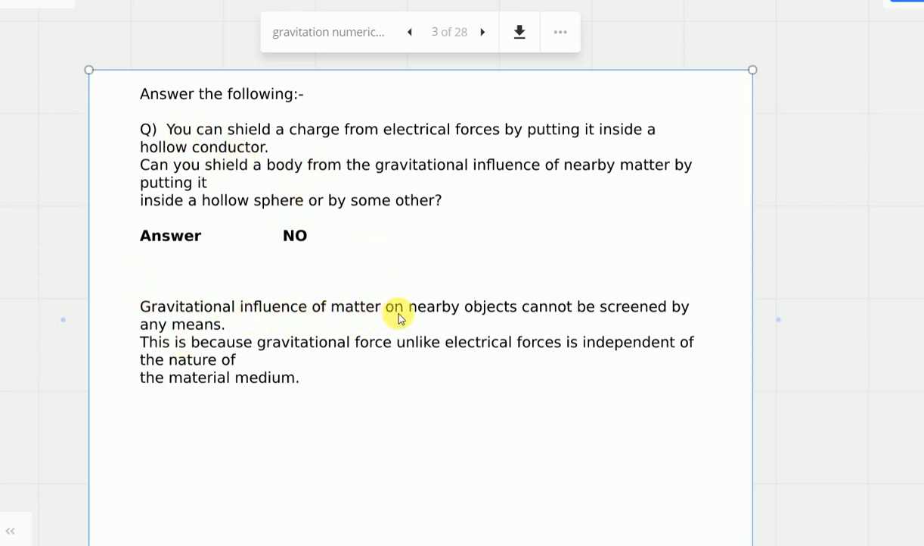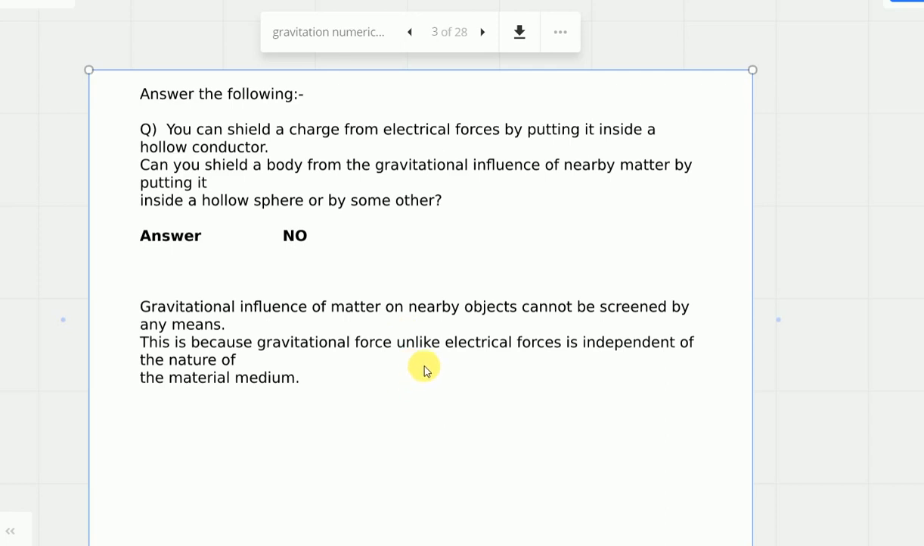Gravitational influence of matter on nearby objects cannot be shielded by any means. This is because gravitational force, unlike electrical force, is independent of the nature of the medium. So this will be the answer. See, electrical force basically depends on the nature of the material. I think you haven't read the chapter Electrostatics for Class 12, so let me explain.